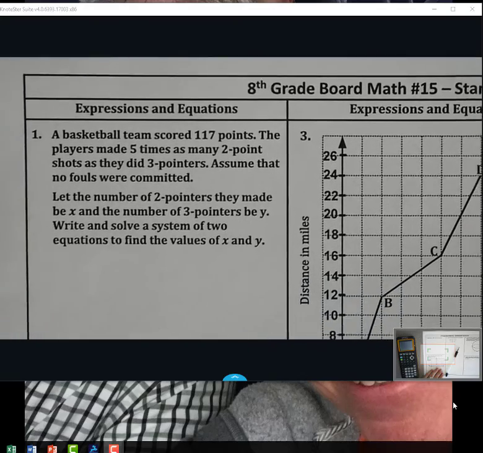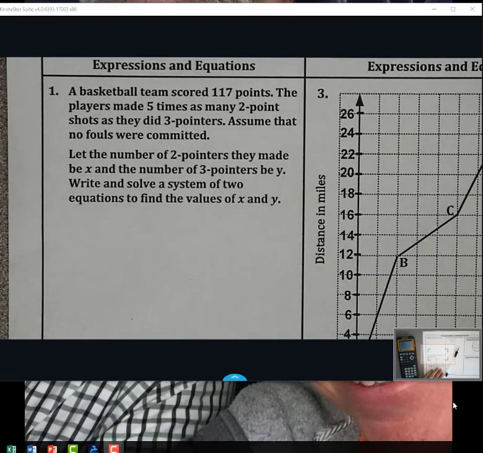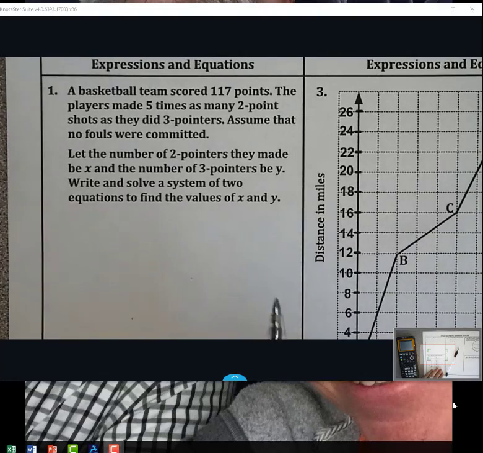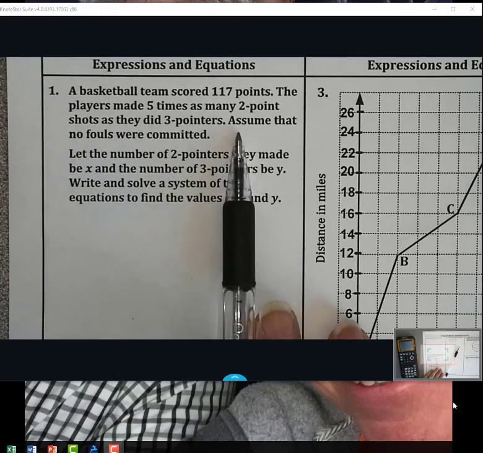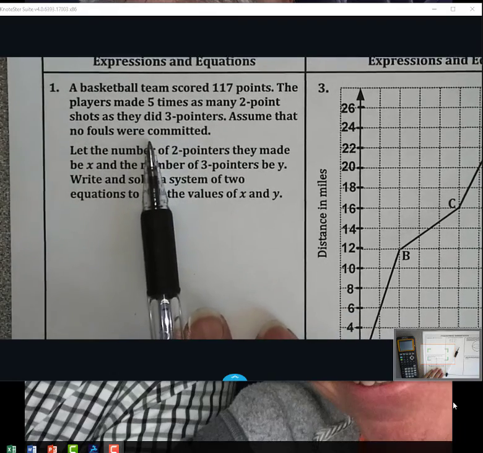Board 15. The basketball team scored 117 points. The players made 5 times as many 2-point shots as they did 3-point shots. Assume that no fouls were committed.